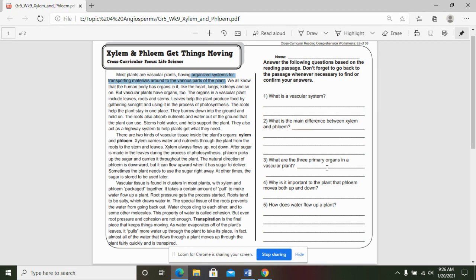Number 2, what is the main difference between xylem and phloem? I believe that is going to be the direction that it flows in. So we have xylem always flows up. Phloem picks up the sugar and carries it throughout the plant. The natural direction of the phloem is downward. So it's xylem always flows up, and right here we have phloem is downward.